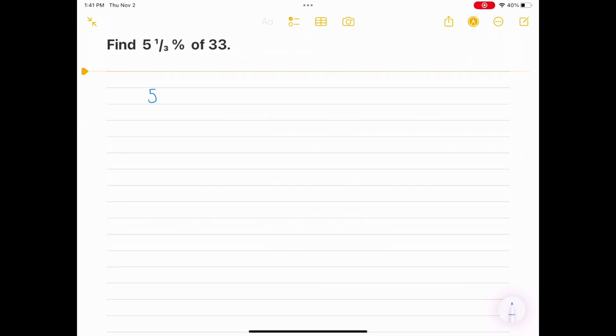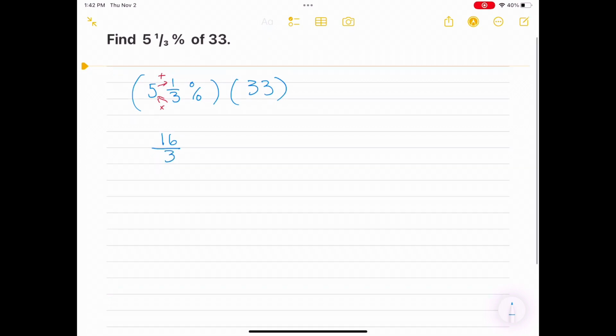Find 5 1/3% of 33. So we set that up as a calculation, 5 1/3% times 33, because the word of means times. Now we convert the mixed number, 5 1/3, into an improper fraction, multiplying the denominator 3 by the whole number 5 and adding the numerator 1 to equal 16/3.